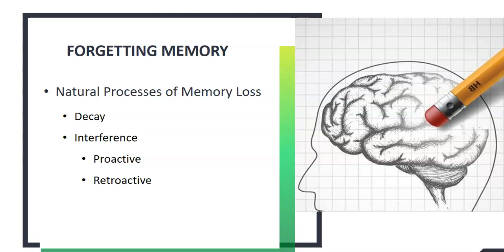Proactive interference is the opposite. Basically, if you knew French and later learned to speak Spanish, your knowledge of Spanish would hamper your ability to recall French. You might recall Spanish words when you're trying to speak French, or an old memory like your old phone number or a previous girlfriend's name gets in the way of remembering a newer memory like your new phone number or your new girlfriend's name.